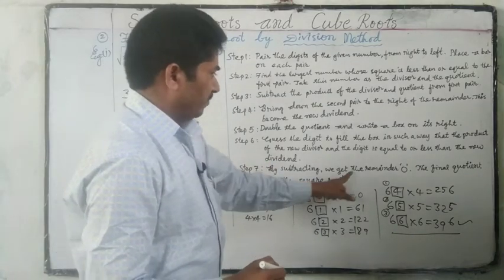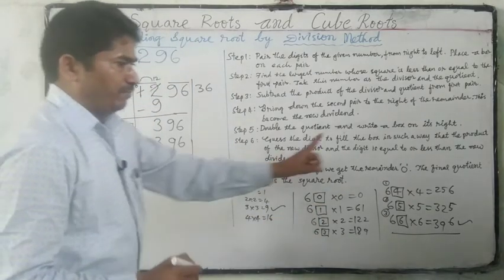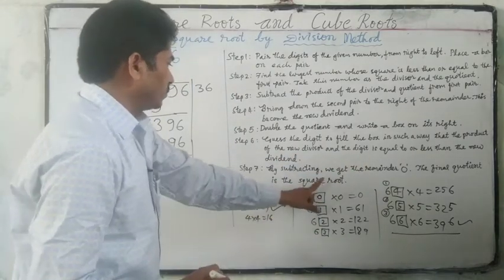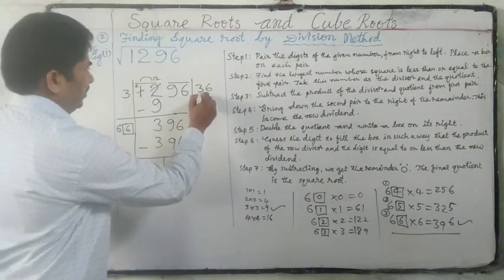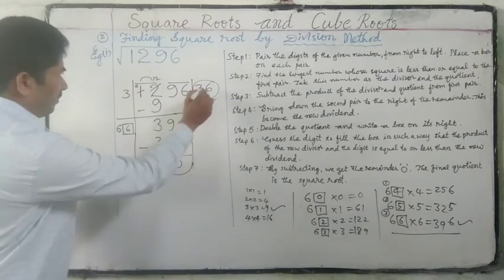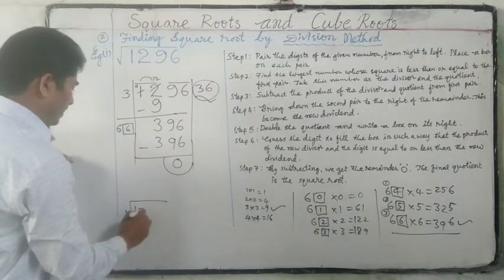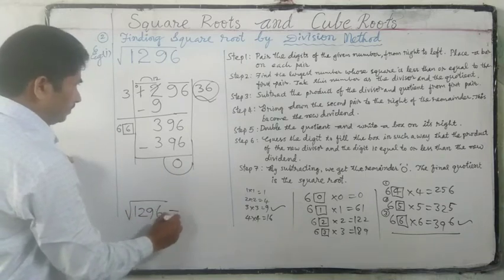By subtracting, we get the remainder 0. The final quotient is the square root. This final quotient, 36, is the square root of 1296.